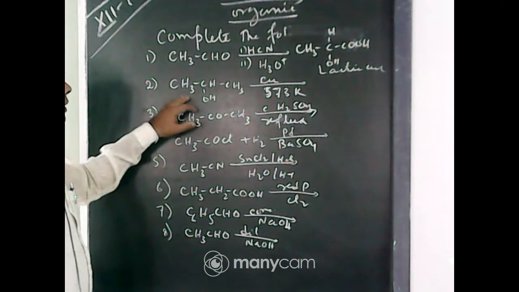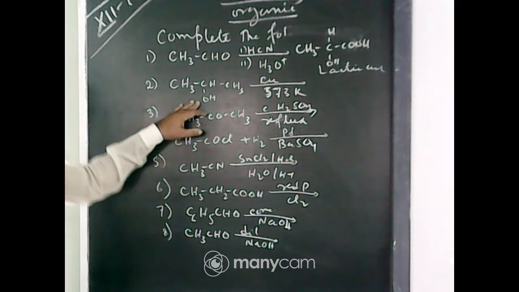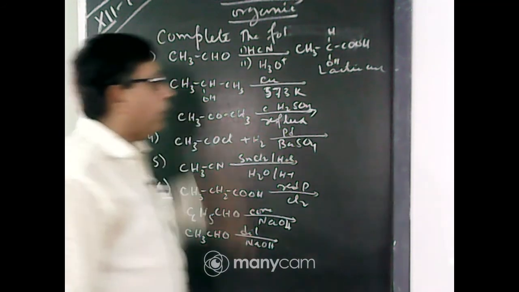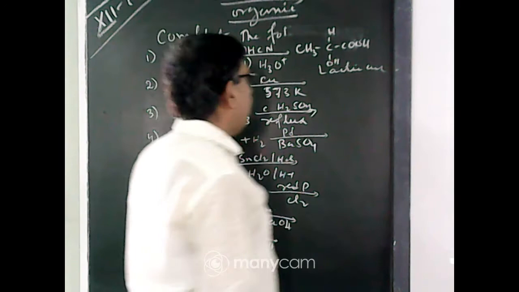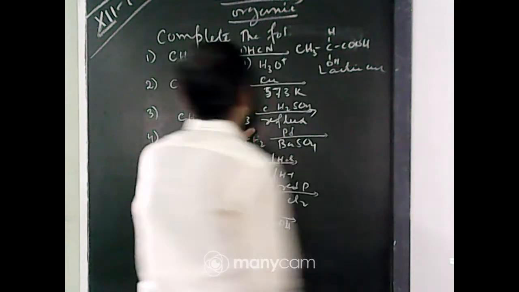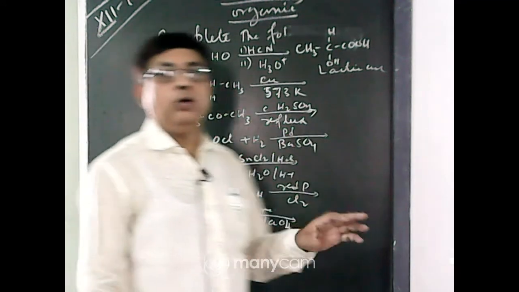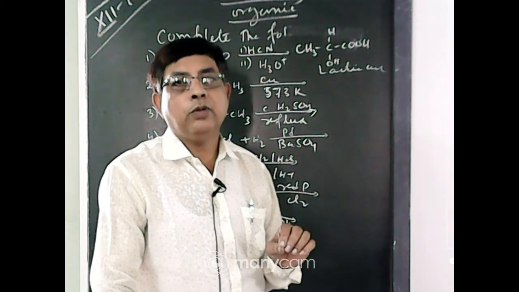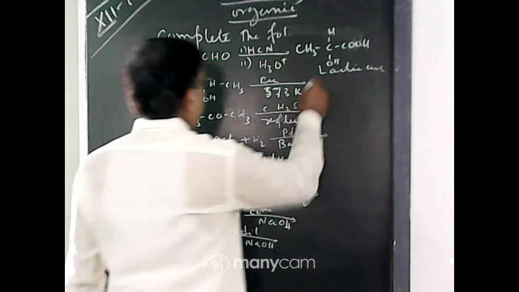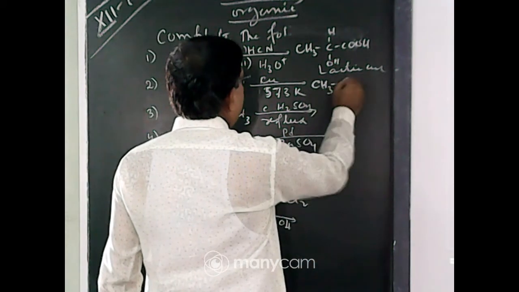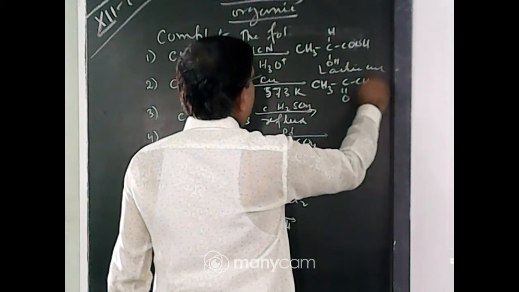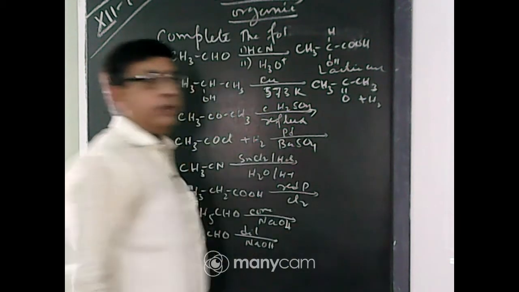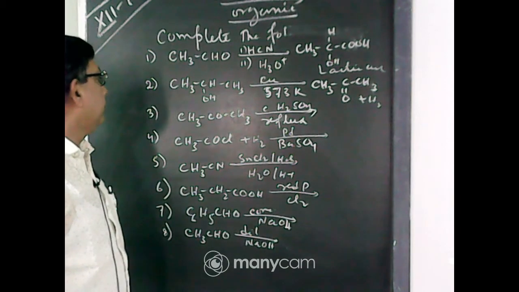Second one, this is isopropyl alcohol or propan-2-ol. This isopropyl alcohol when heated with copper undergoes dehydrogenation, that is, elimination of a hydrogen molecule, to form a ketone. So the product is CH3COCH3 plus hydrogen.